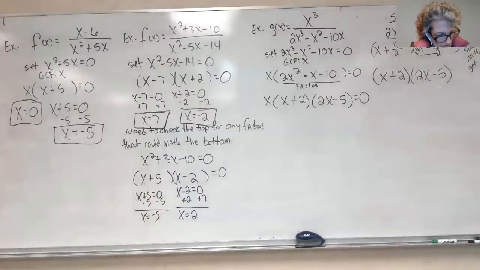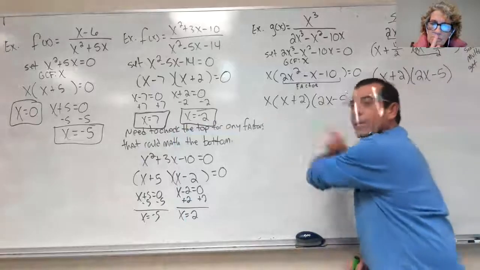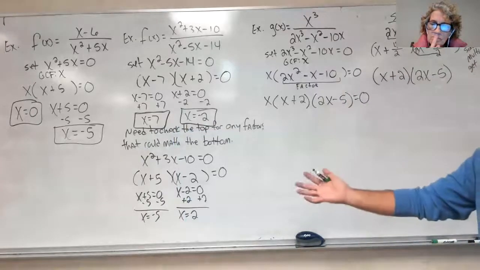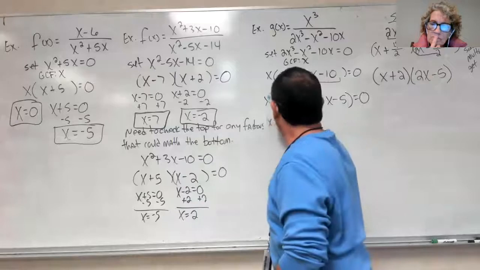But remember, you could have hit that with the quad, and quad spit out them answers, right? It should have gave you 5 halves and a negative 2, because it finished it all the way through. So, all three of these factors now, set them all equal to 0.